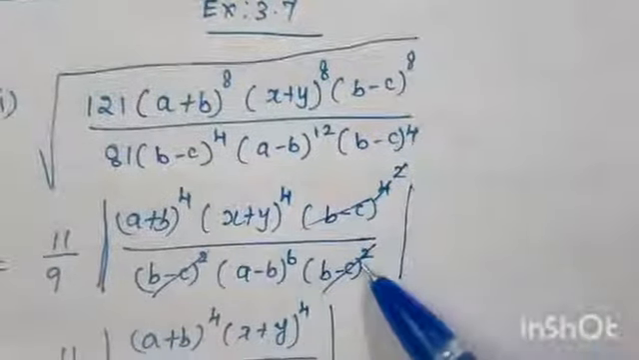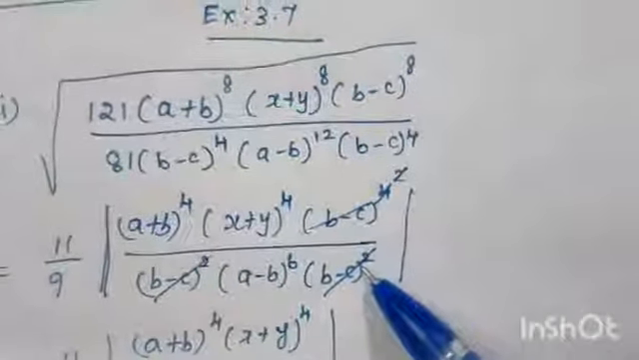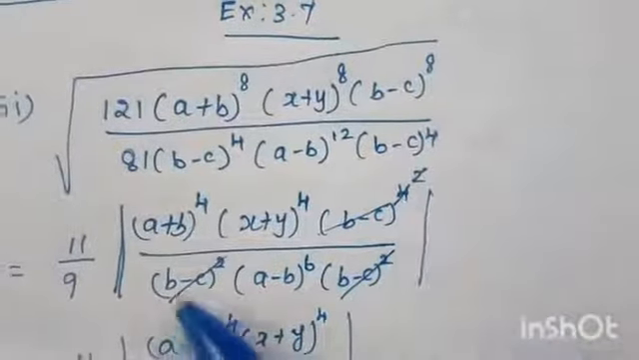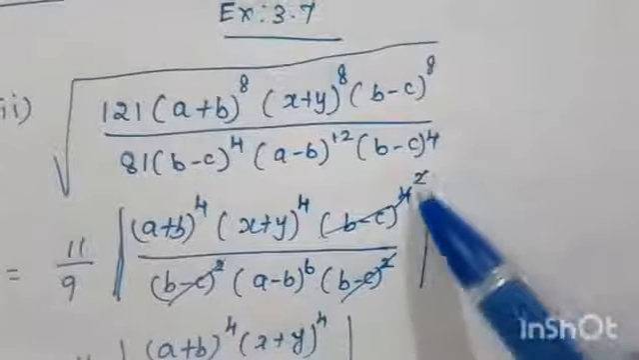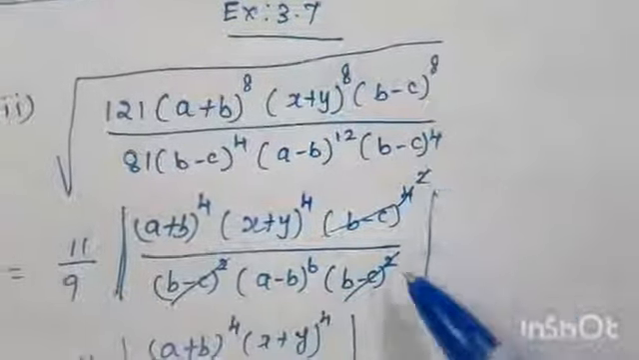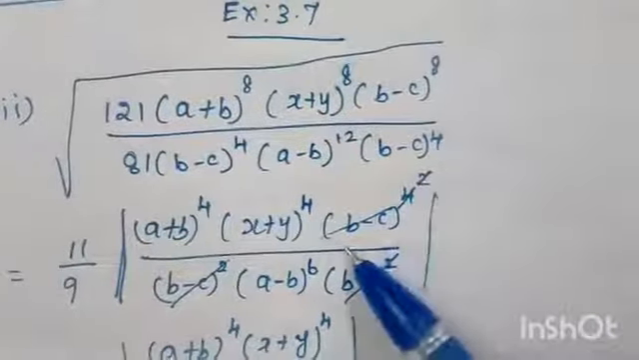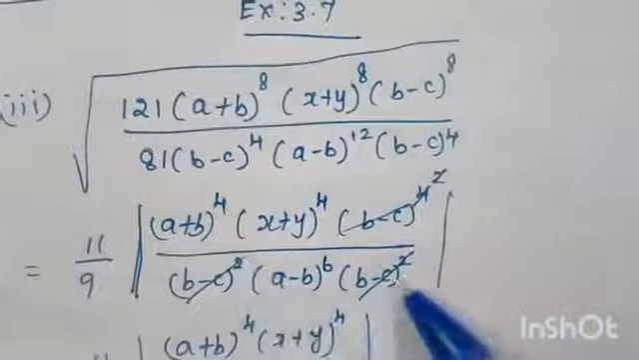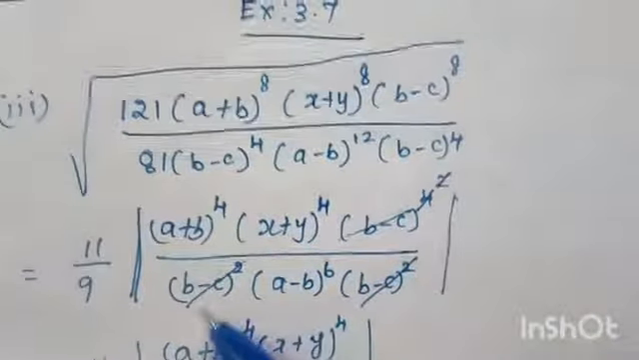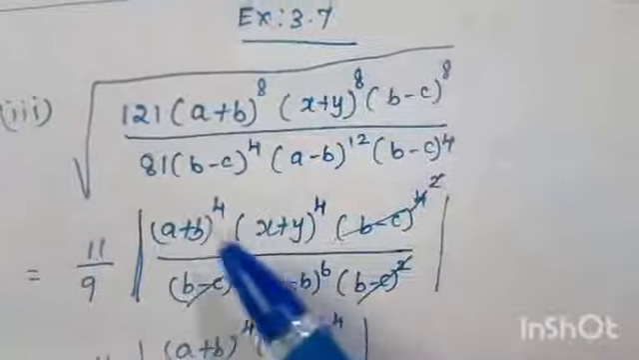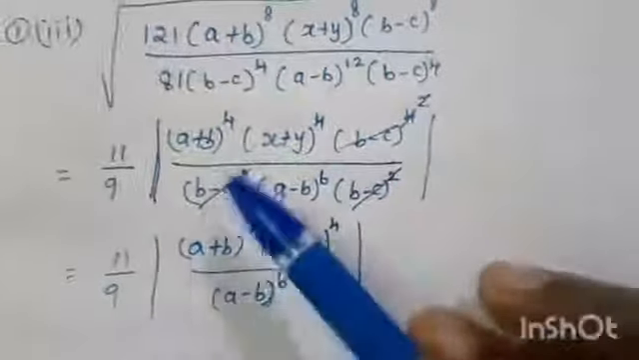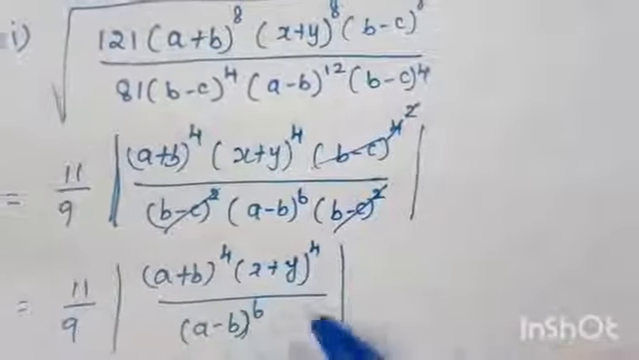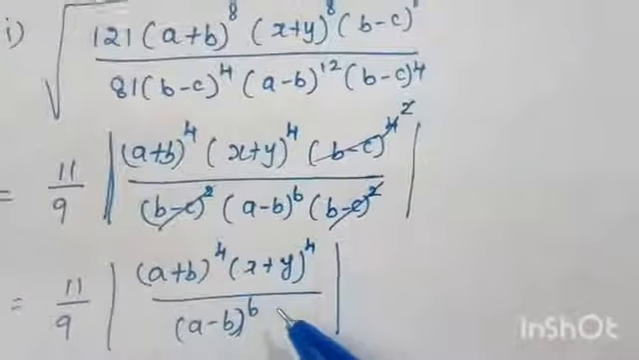Now any terms that are possible to cancel, you have to cancel. It is power 4 for b minus c whole square. First you cancel 2, then again you have to cancel fully. So that is b minus c whole power 4. That means b minus c whole square and b minus c whole square cancel. These two terms are cancelled. So after cancelling we have 11 by 9 into a plus b whole power 4 into x plus y whole power 4, whole divided by a minus b whole power 6.